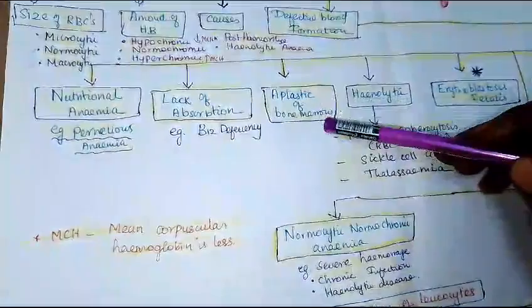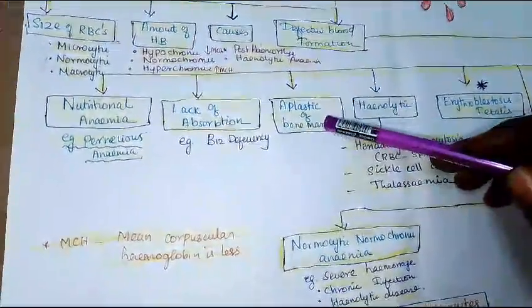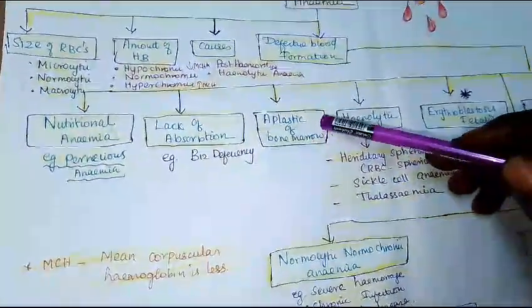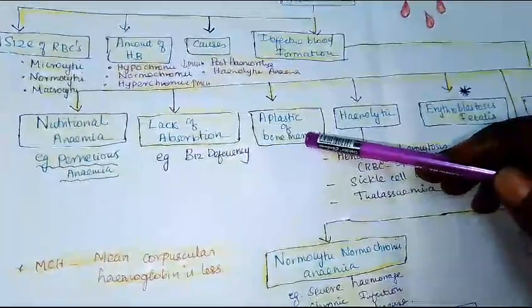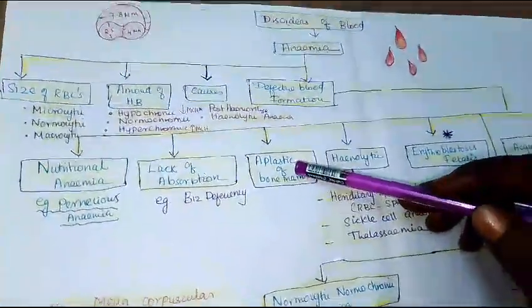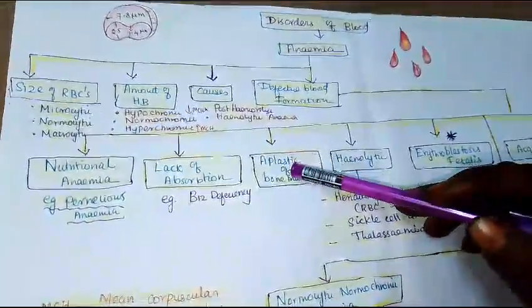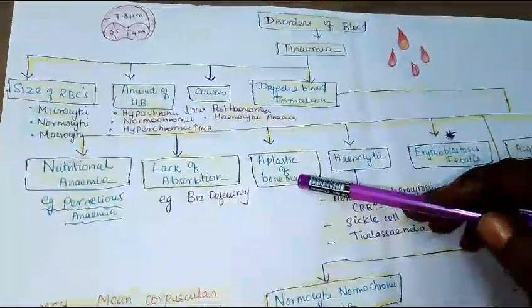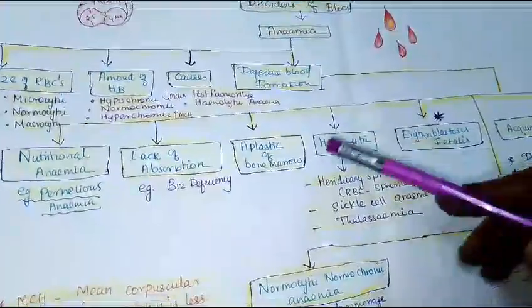Then there will be aplastic anemia of the bone marrow. Why is it aplastic? Due to exposure to some radiations or X-rays or some chemical substances people have taken, the bone marrow is not able to produce. Even though the kidneys are producing erythropoietin, the marrow cannot produce the RBCs, right?